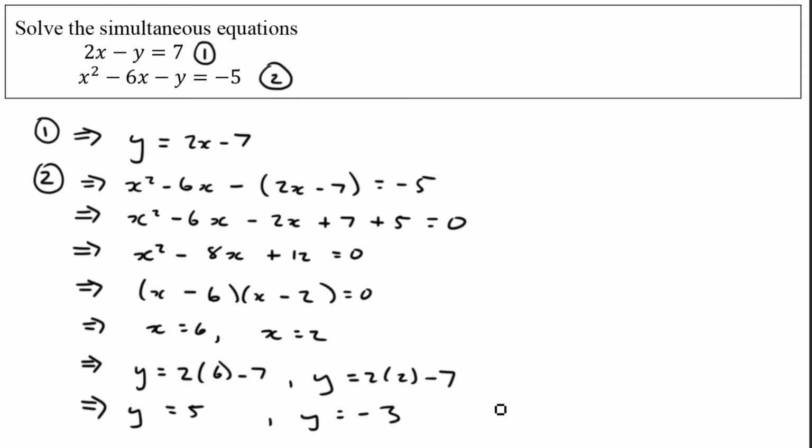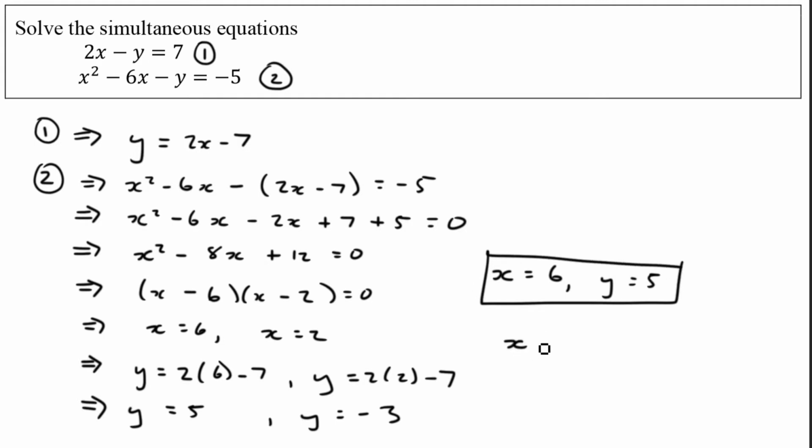It is very important to pair up the right values of x and y, so as a conclusion I would say that either x is 6 and y is 5, or x is 2 and y is negative 3.